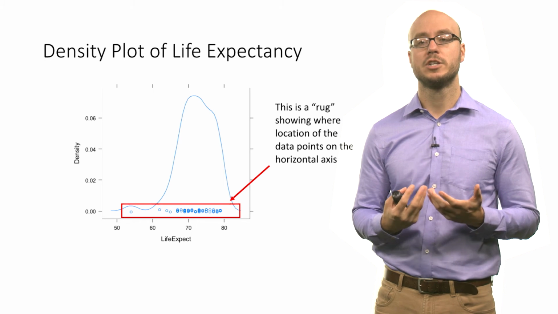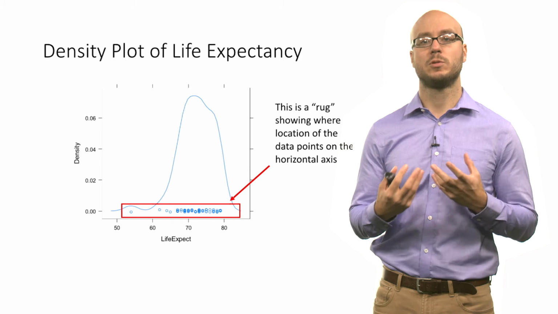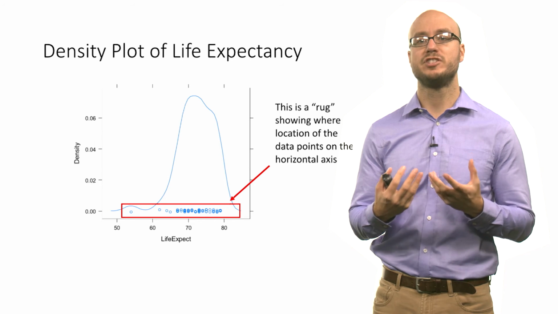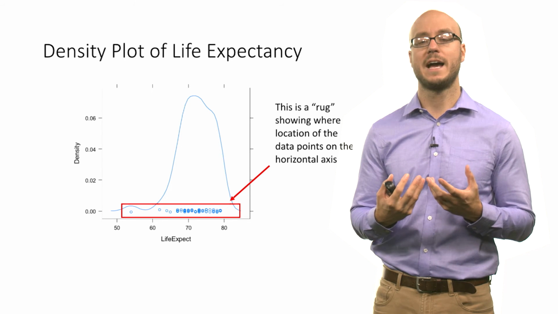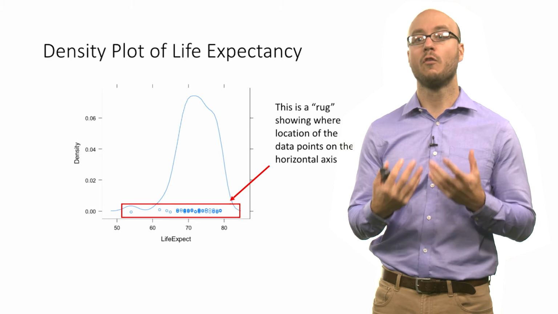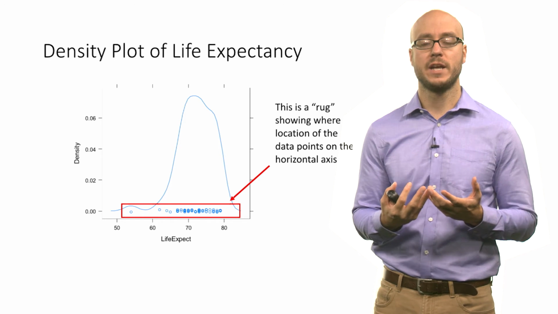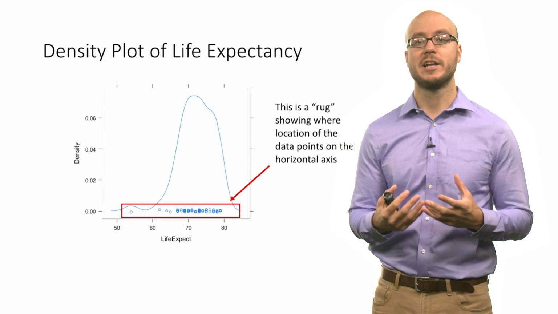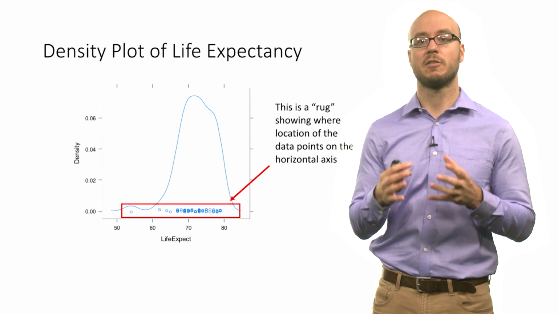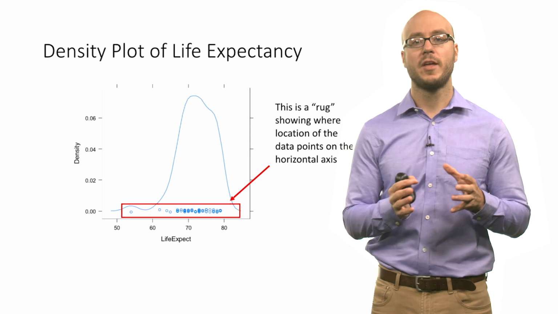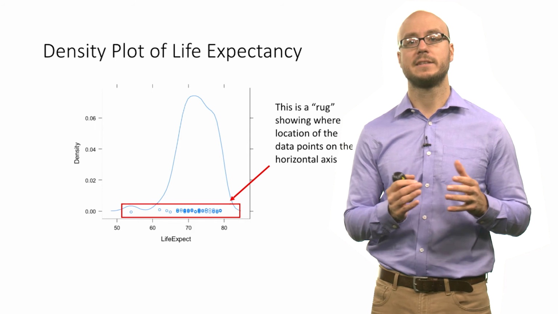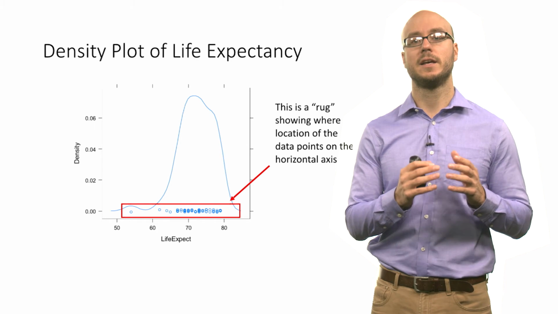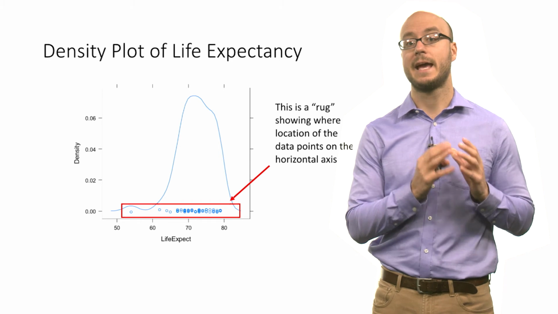This rug shows all the actual observations, and the points are jittered around randomly on the vertical axis to avoid overplotting, the overlaying of data points. And that rug gives you an idea of where the data points are concentrated. So you can see that there are a lot of data points around that big hump, but there aren't very many observations in that tail. And that tail really only has one observation, and that's Haiti.